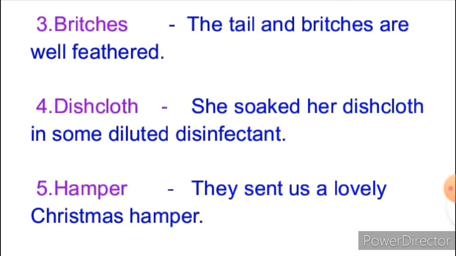Now look at the next one, children. There is the fourth word, dishcloth. D-I-S-H, dish, cloth, C-L-O-T-H, dishcloth.